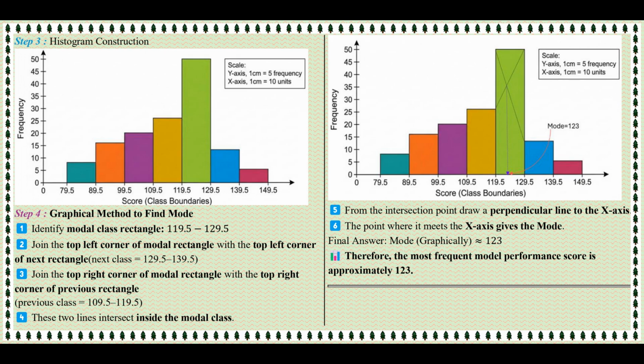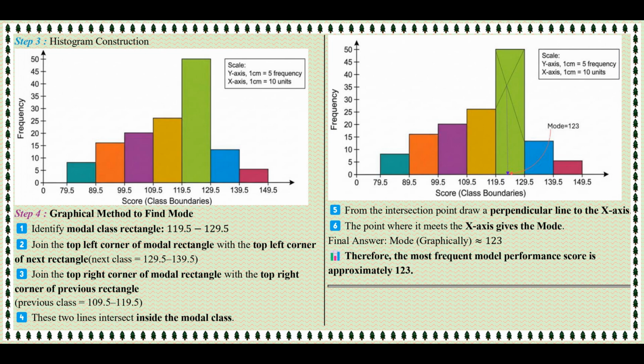These two lines will intersect inside the modal class. Now from this intersection point, drop a perpendicular line straight down to the horizontal axis. The point where this perpendicular meets the x-axis gives the mode. When we observe this point carefully, it comes approximately around 123. So we say mode equals approximately 123. This means the most frequent model performance score is around 123.